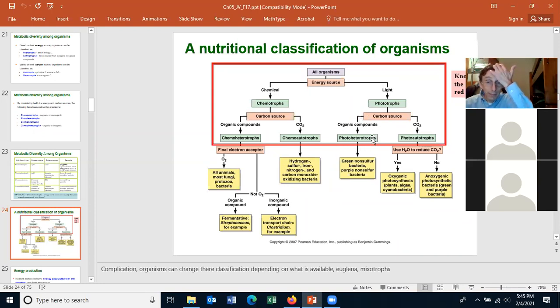Any question about any of that? An organism can change its classification depending on what it's doing and what is available. And I gave you a good example, Euglena, which can change what it does.